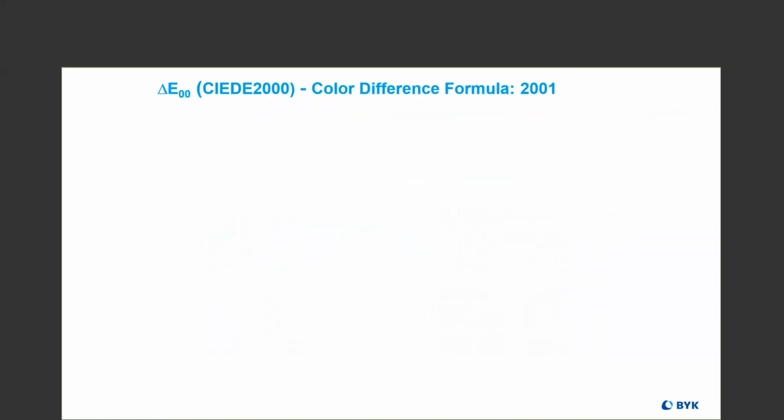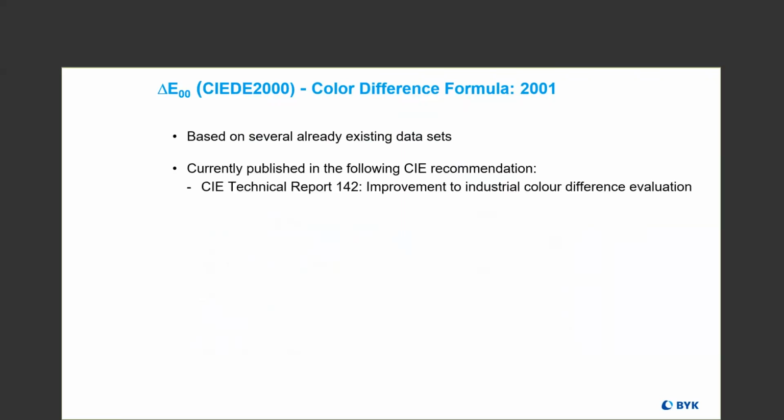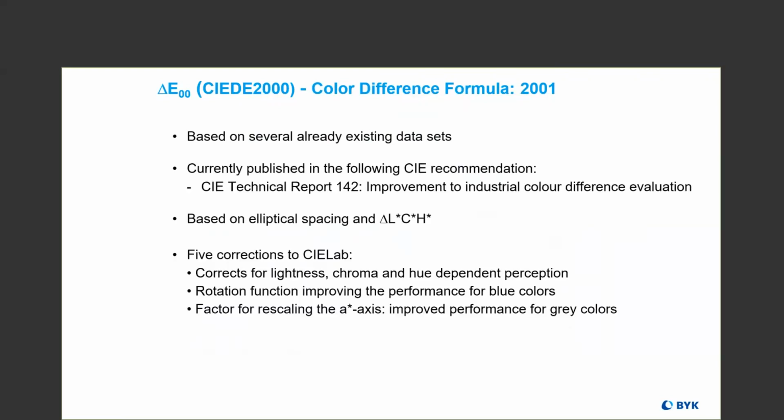Okay, and that brings us to DeltaE 2000. You see it denoted as DeltaE 00. This was based on several already existing data sets, namely the same one that was used for DeltaE 94. So this equation is actually a further improvement on DeltaE 94. There was no new set of samples evaluated for this. They just used the existing data. Published in this report, again, based on elliptical spacing and LCH.